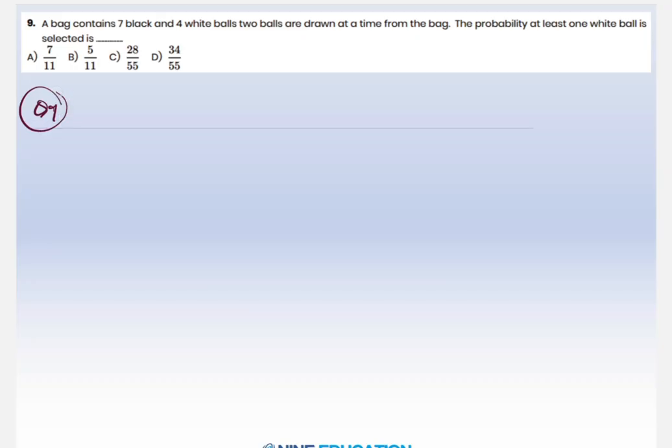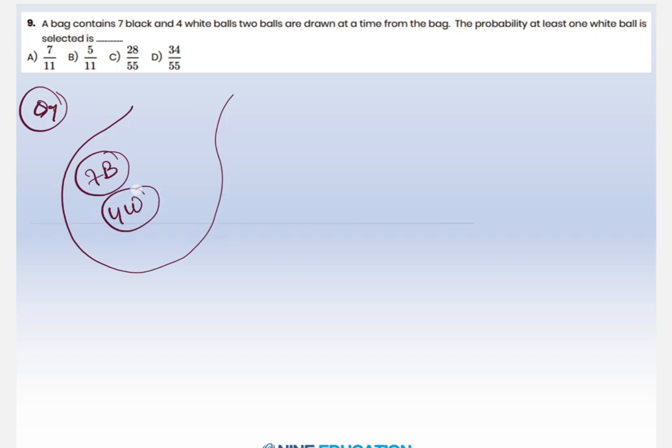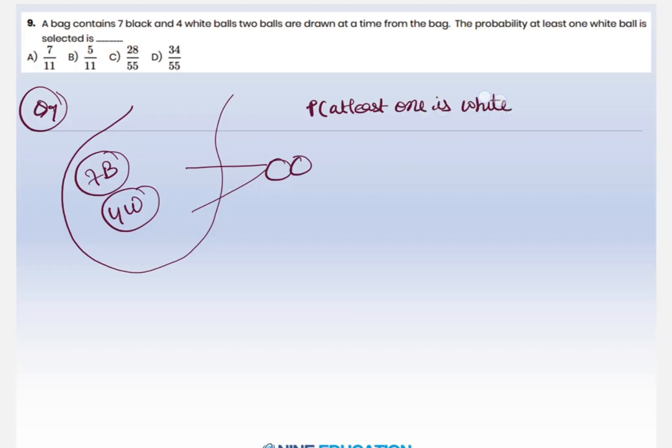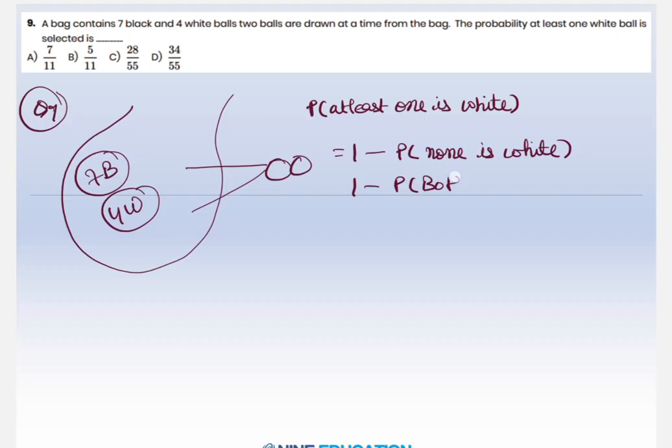Question number 9. A bag contains 7 black balls and 4 white balls. 2 balls are drawn at random. Probability that at least 1 white ball is selected. So probability that at least 1 is white is equal to 1 minus the probability that none is white, right? None is white means both are black. So 1 minus the probability both are black.